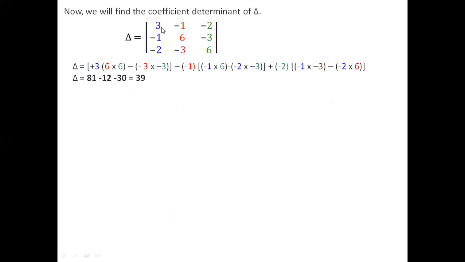Second one, what you will get? Either this way or this way. Anyone you can take. So if you are taking this one, minus 1, you need to leave this 2 and you need to take this. That is a minus 1 into 6 minus minus 2 into minus 3. Plus here it is a minus 2, right? Minus 2 into, again these two leave, find out this. That is a minus 1 into minus 3 minus minus 2 into minus 6. So total value is, simplify those values, you will get the delta, that is a 39.